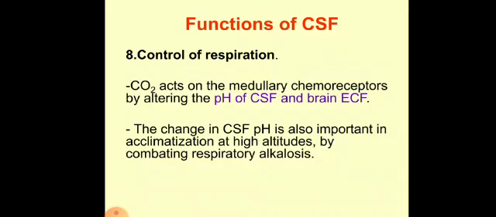And the last one, the control of respiration: carbon dioxide acts on the medullary chemoreceptors by altering the pH of the cerebrospinal fluid and also the brain extracellular fluid. Any change in the CSF pH is also very important in acclimatization at very high altitude by combating respiratory alkalosis. The next last point, the CSF basically reduces the weight of the brain from 1400 grams to 50 grams.